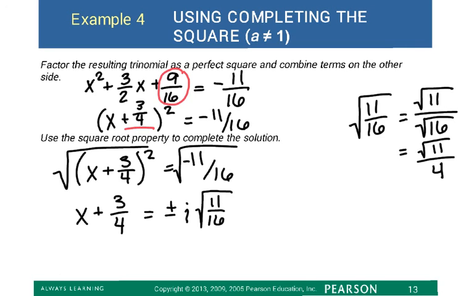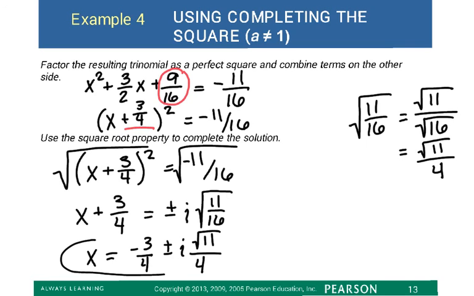Okay? Now, let's go ahead and I'll rewrite that for what we have on the right side here in just a second. But what we can do in the next step is say add 3/4 to both sides. Or no, sorry, subtract 3/4 from both sides. And then plus or minus i square root of 11 over 4. And there's our solution. Okay? That is completing the square. Hopefully that wasn't too painful for everybody.